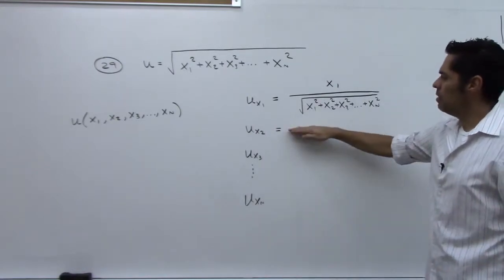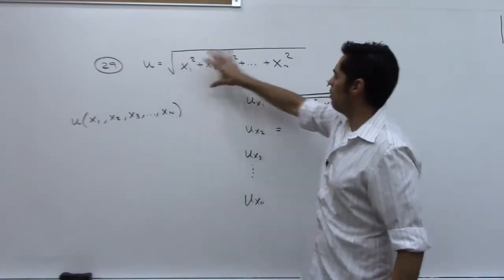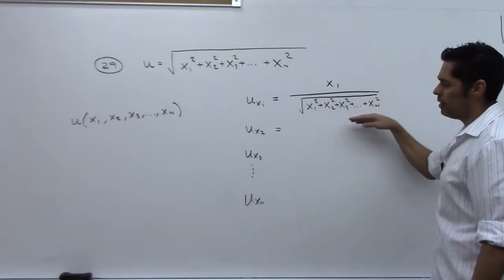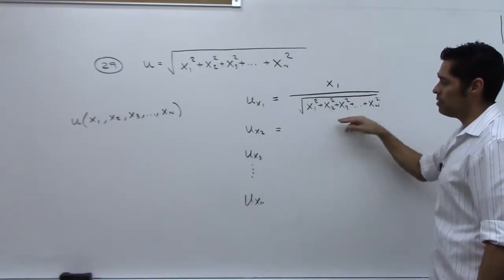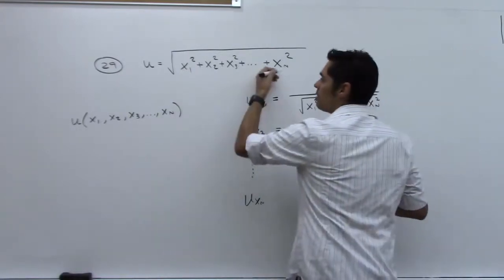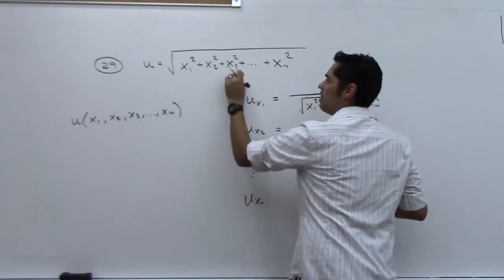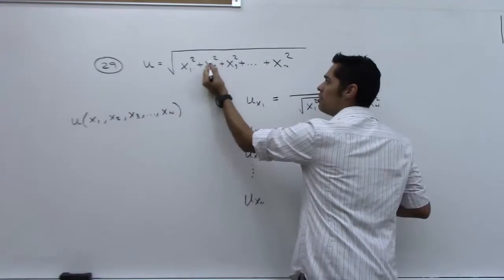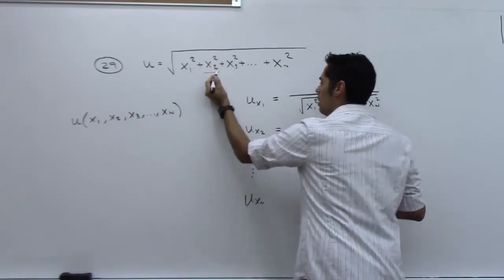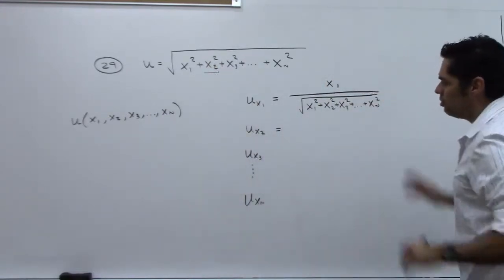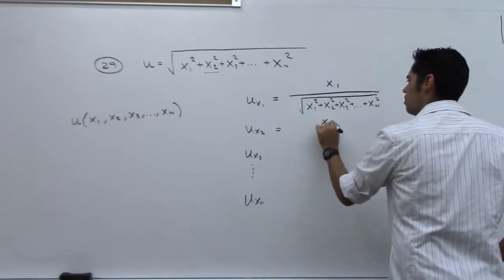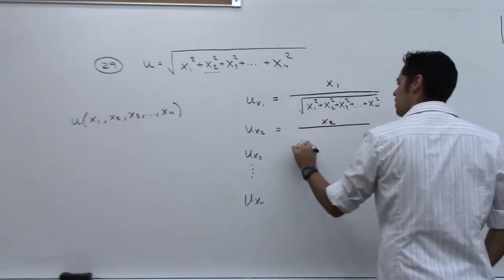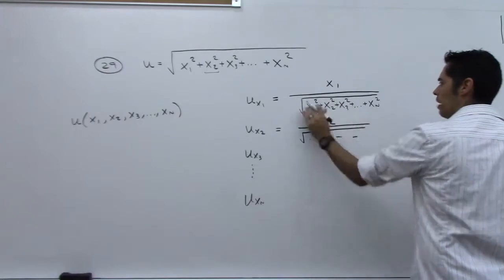For x sub 2, the first thing you do is take the derivative of the square root, which is going to be exactly the same thing we had earlier, 1 over 2 times the root. Then you go in and take the derivative of the inside. That's a constant. This is a constant. Everything after it's a constant. This one is the variable. The derivative of that is 2x sub 2. So then you get the same pattern, and the 2's would cancel. So you get x sub 2 over the square root of all this junk right here.